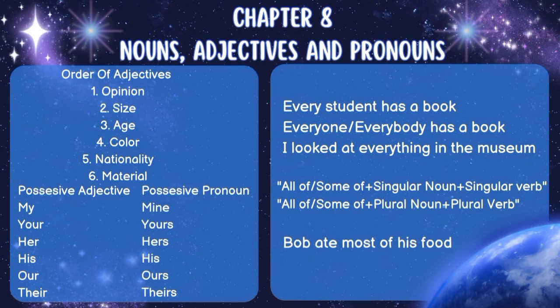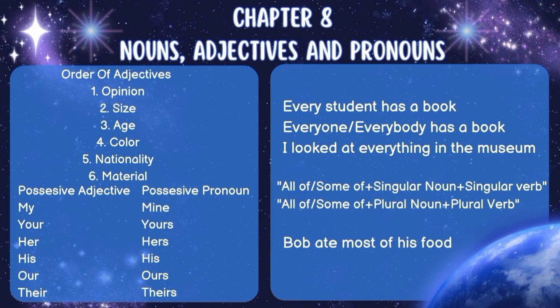Chapter 8: Nouns, adjectives, and pronouns. Both an adjective and a noun can modify a noun. The adjective comes first, the noun second. The usual word order of adjectives: first is opinion, such as beautiful, delicious, kind. Second is size: large, tall, little. Third is age: young, old, middle-aged. Fourth is color: red, blue, black. Fifth is nationality: Greek, Chinese, Mexican. Sixth is material: metal, glass, plastic.